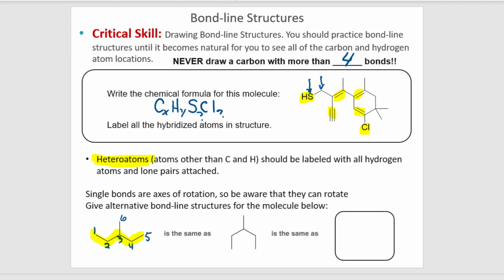How about the one to the right? 1, 2, 3, 4, 5. Without picking up my pen, I can draw 1, 2, 3, 4, 5. And then there's an extra carbon off of 6. These are drawn differently, but they actually have the same connectivity. They have the same number of carbons and hydrogens if you do them out, but they look different. However, if you really count it out, they're actually connected the same way.